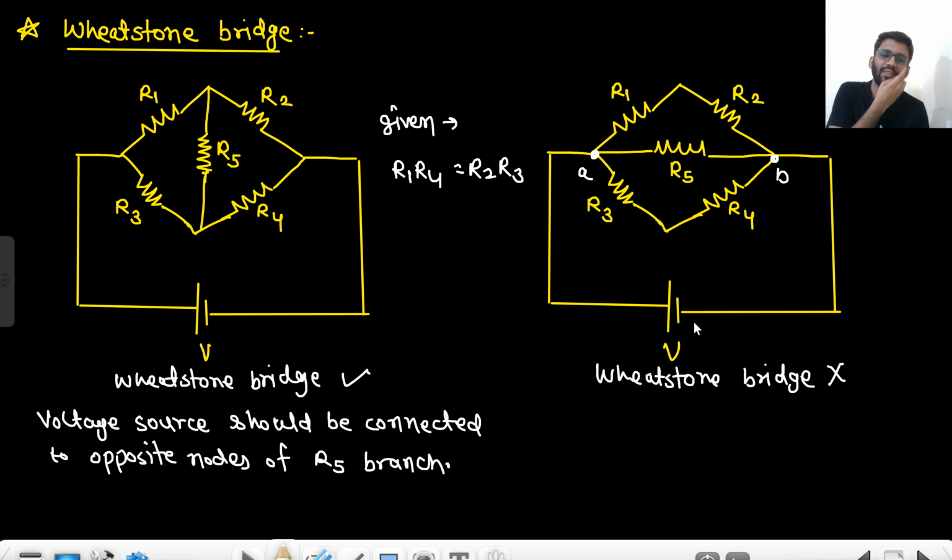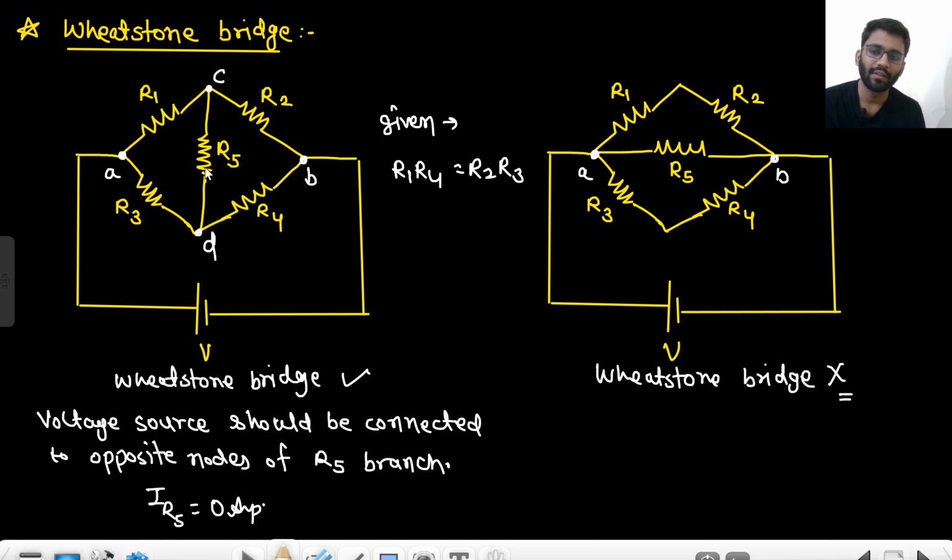And between what nodes is this voltage source connected? Tell me, between what nodes is this voltage source connected? Between A and B only. Now this voltage source is connected between A and B. Now tell me, between what nodes is this R5 connected? Between C and D. So these are different nodes, no? AB here, CD here. So that means this is a Wheatstone Bridge, and this is not. So in this case, the current in R5 will be 0 ampere.